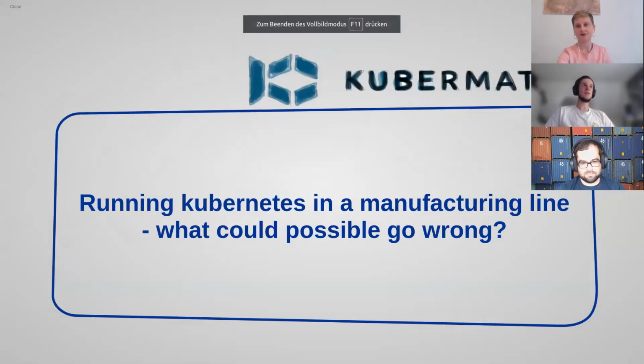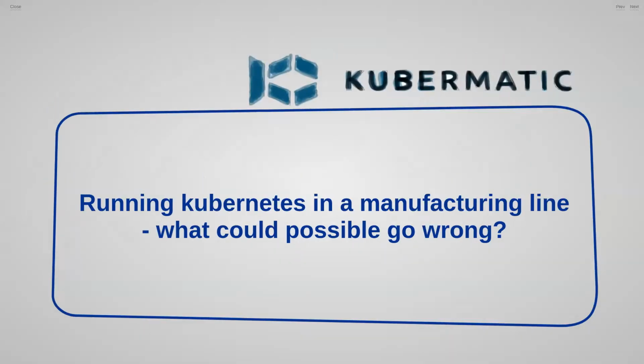We are here to talk about running Kubernetes in a manufacturing line. What could possibly go wrong, Tobi? Correct. If you try to start with Kubernetes on a chemical factory line, there are a few things that are different between normal Kubernetes projects, and that's what we want to talk about today.